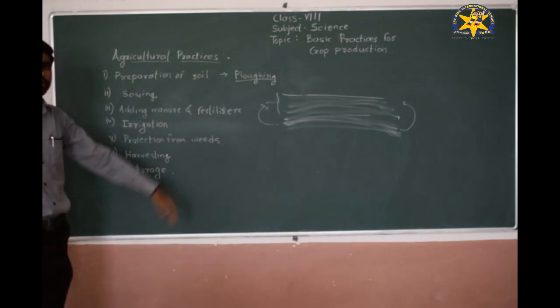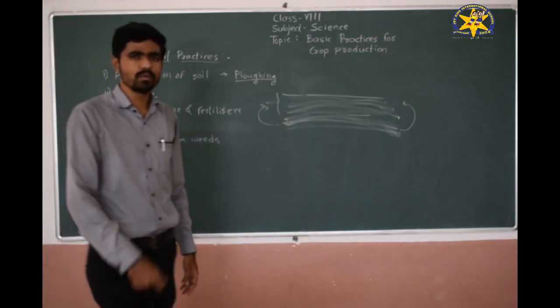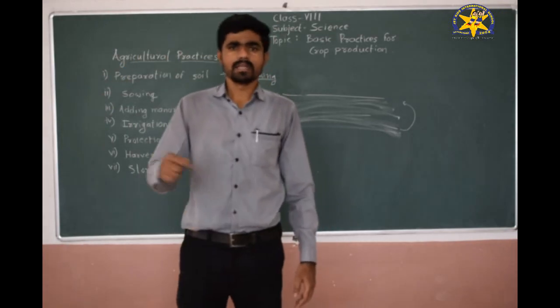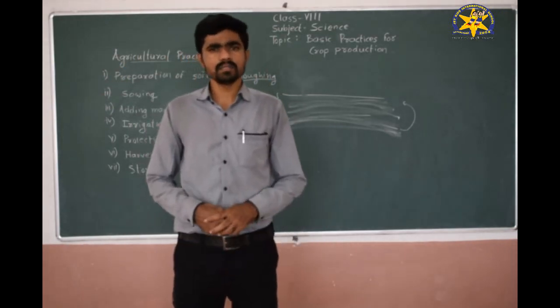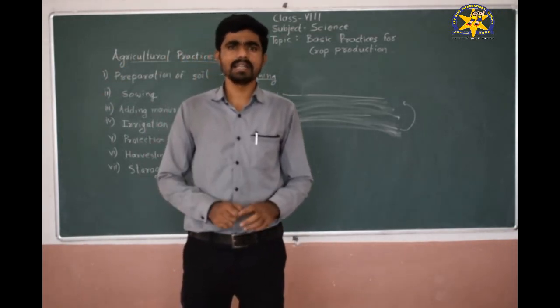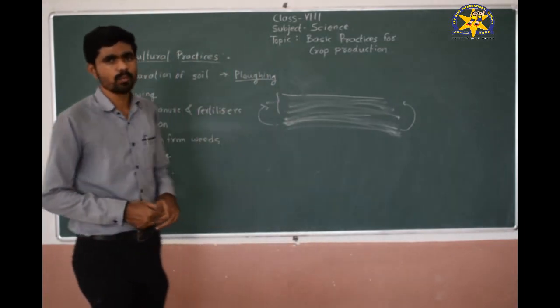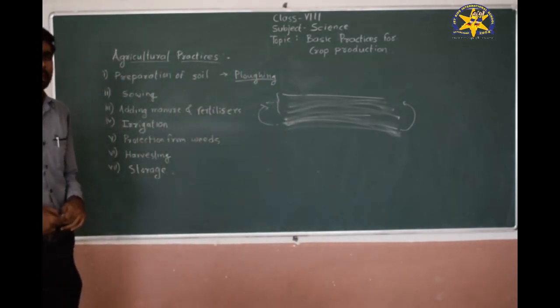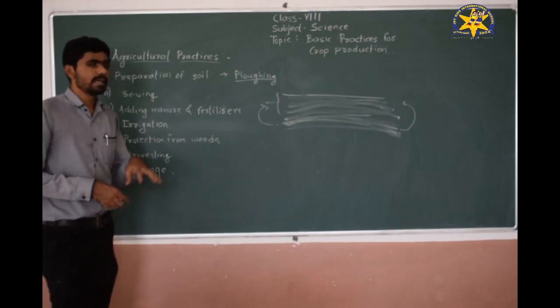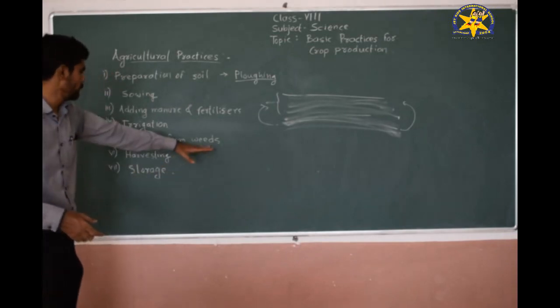How will we remove them? Mechanically we can remove them with some instruments, agricultural implements, like khurpi, sickle, etc. Or we can remove them by adding weedicides, some chemicals that will kill or inhibit the growth of weeds.